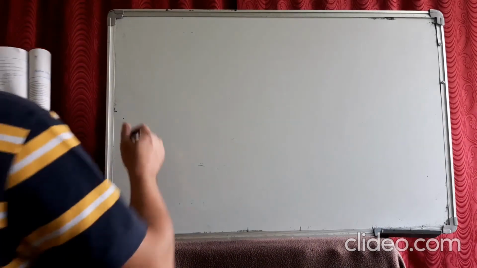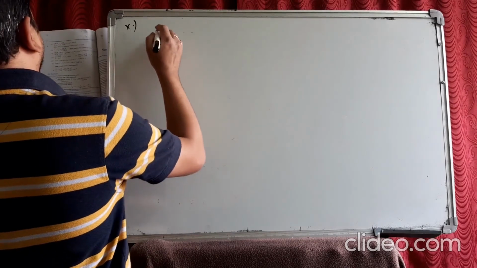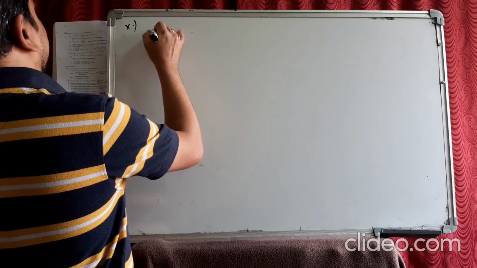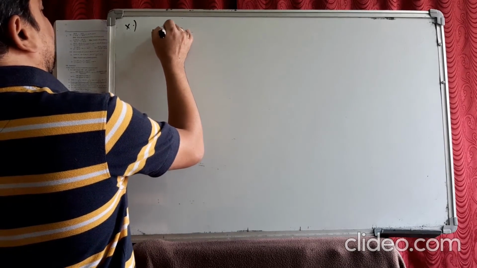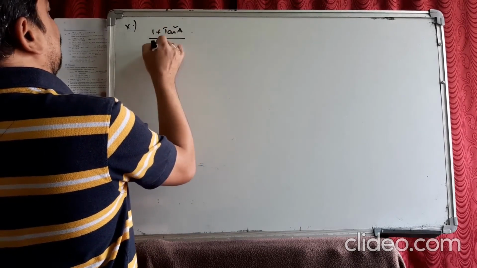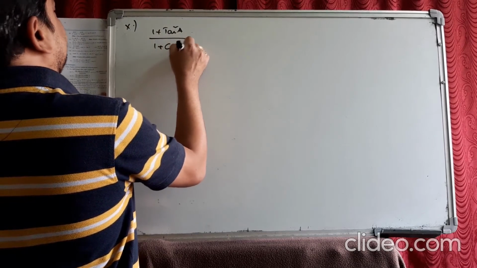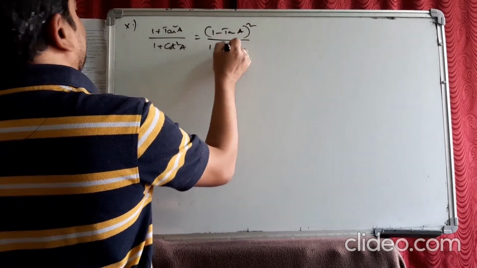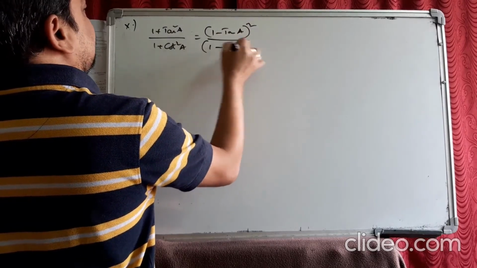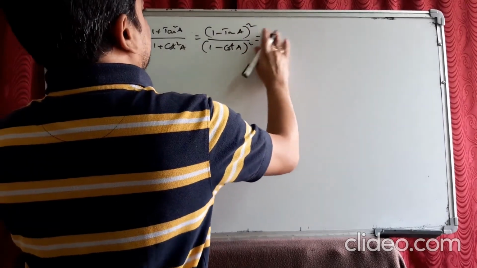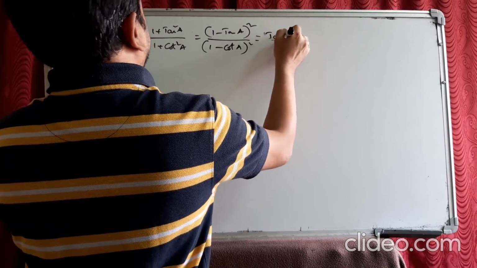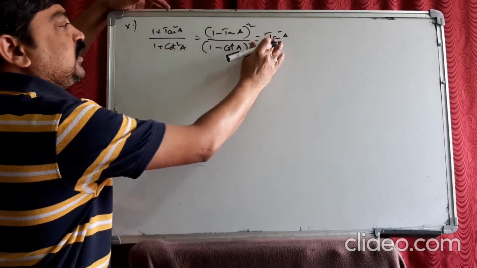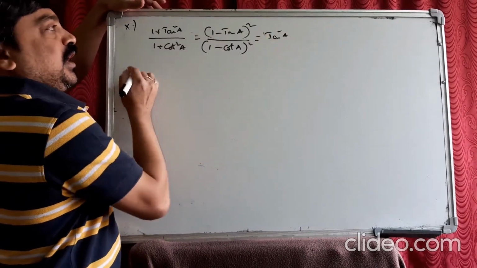Okay, see the 10th question. Here also there are 3 things to prove. So we take the first one first. 1 plus tan square A by 1 plus cot square A is equal to 1 minus tan A whole square by 1 minus cot A whole square is equal to tan square A. We have to prove tan square A. Simple. We take the first one and we prove the last answer. We take the second one and we prove the last answer.